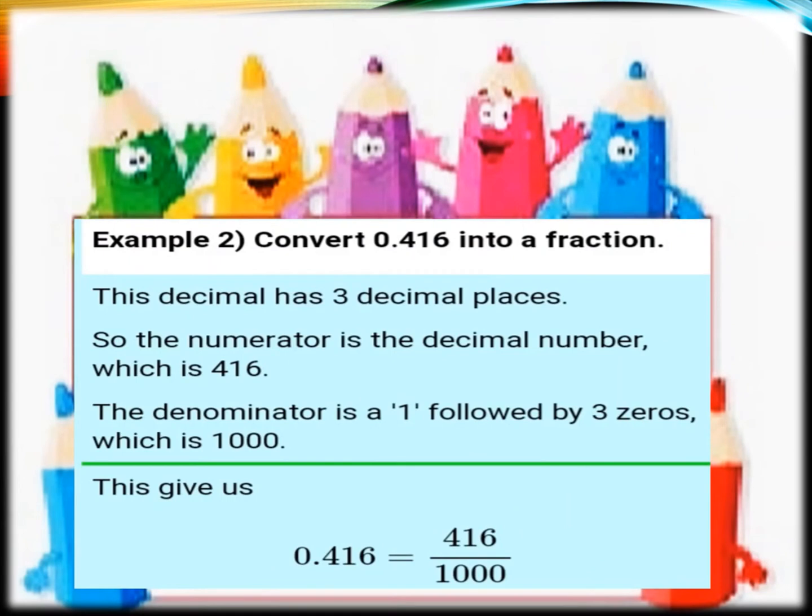Now in this example we see: convert 0.416 into a fraction. So how many decimal places are there? There are 3 decimal places. So in the denominator, we shall write 1 and put 3 zeros. We shall put 3 zeros. So the answer will be 416 upon 1000.